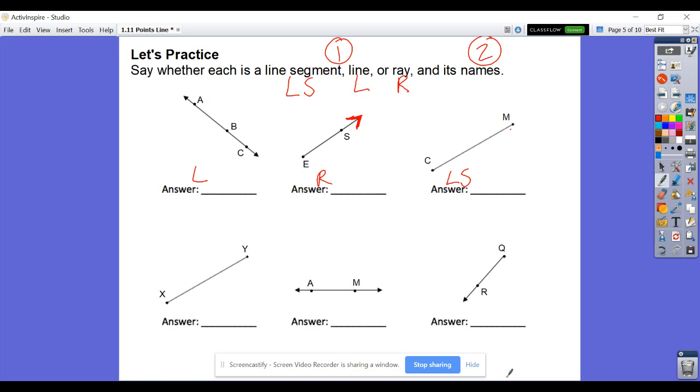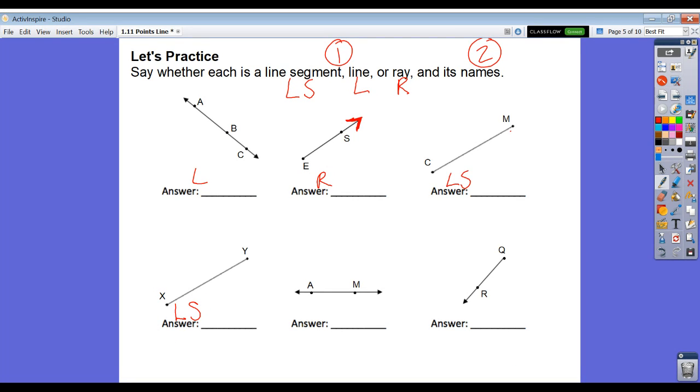How about the next one? Who haven't I heard from? Luciana. A line would have to have the arrows that show it goes on forever and ever. Does this one go on forever and ever? No, it stops. So it's just a line segment.